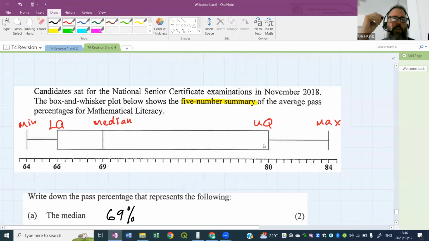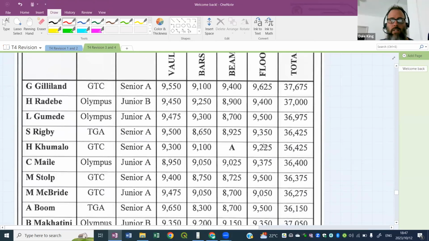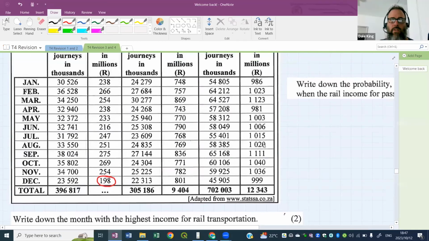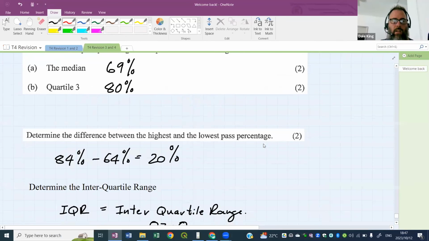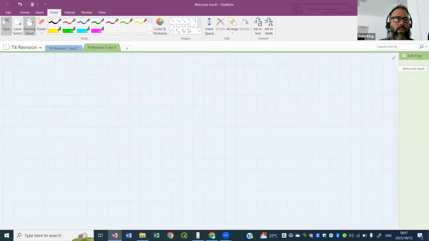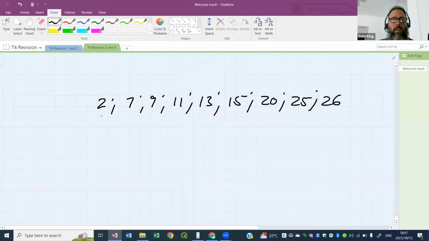So the lower quartile and the upper quartile, if for example... oh geez, I deleted all my numbers now. All right, let me give an example. So I'll go down here for an example. Let's say we create a data set which is 2, 7, 9, 11, 13, 15, 20, 25, and 26. Okay, so there's my data set, sir.